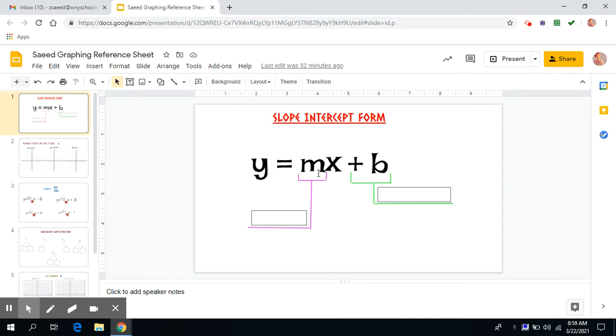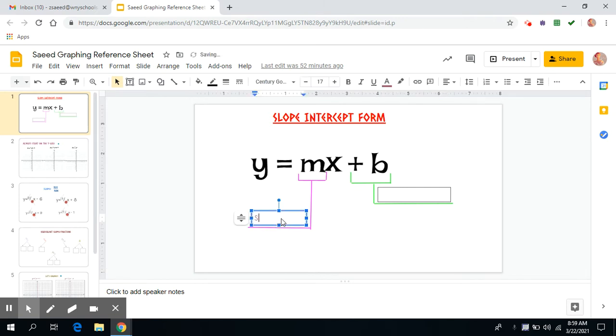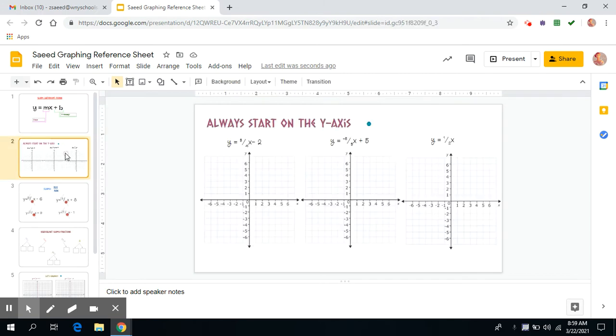So m, when y equals mx plus b comes up, m is always going to be your slope. I want you to type that in, okay? And b is always going to be your y-intercept. Again, quick, easy way to remember, your slope is always attached to your x. The number that's alone, your constant, will always be your y-intercept. Okay, let's go to slide number 2.